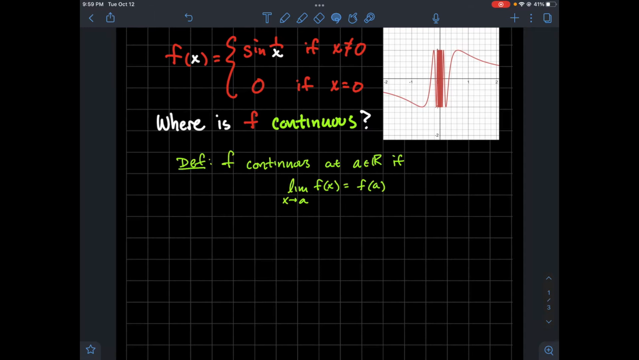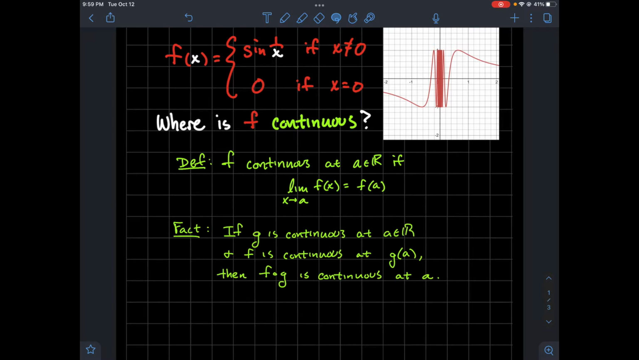What's that definition? So recall that a function f is continuous at a real number a if the limit as x approaches a of f of x is just equal to f of a. So the limit as x gets close to a of your function ought to just be the output at a. And here's a fact about continuous functions. If g is continuous at a, and if f is continuous at the number g of a, then when you compose these, f composed with g, that should be continuous at a as well.